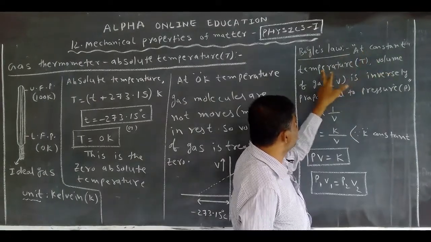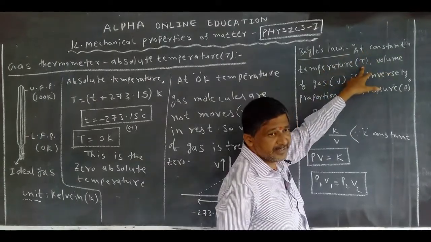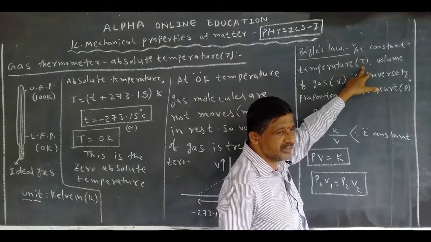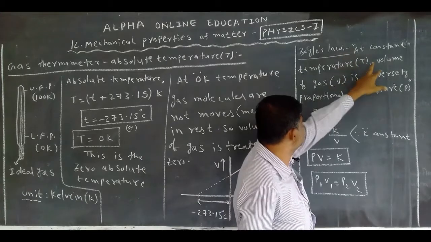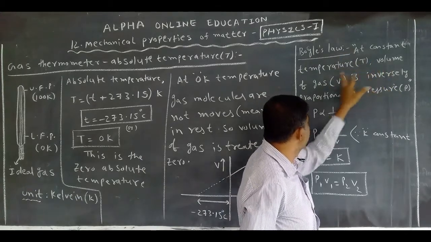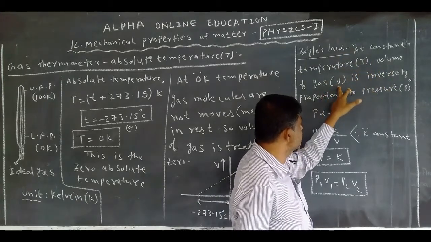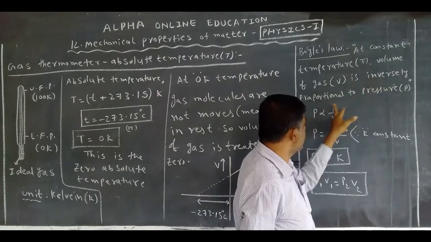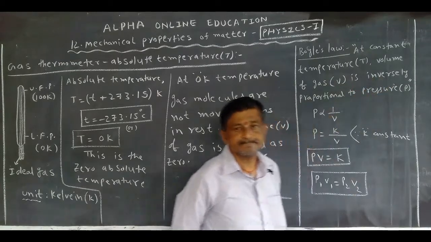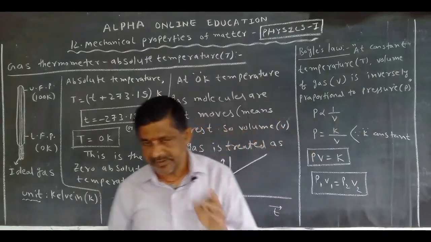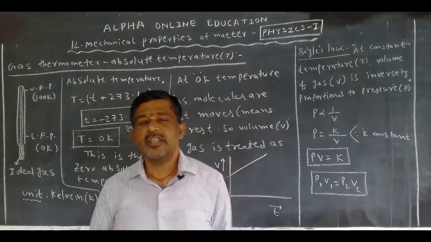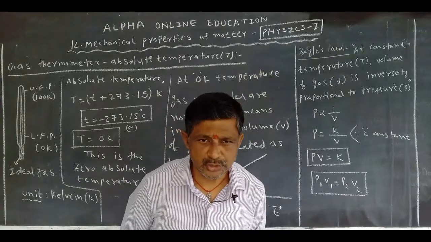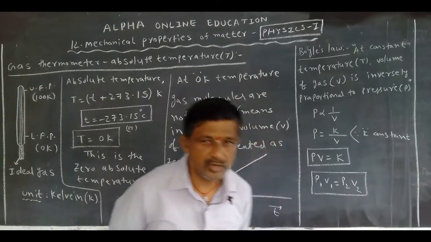At constant temperature, capital T, the gas temperature is compulsorily denoted by capital T. At constant temperature, the volume of the gas V is inversely proportional to pressure. At constant temperature, this is very very important. At constant temperature, the volume of the gas is inversely proportional to pressure. This is called Boyle's law.